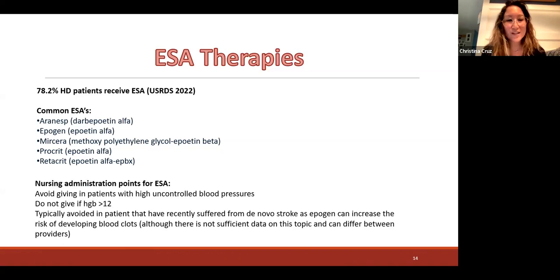Nursing administration points for ESA. Avoid giving in patients with high uncontrolled blood pressures. Do not give if the hemoglobin is greater than 12, and it is typically avoided in patients that have recently suffered from a de novo stroke, as Epogen can increase the risk of developing blood clots. Although there is not sufficient data on this topic, so it can differ between providers.